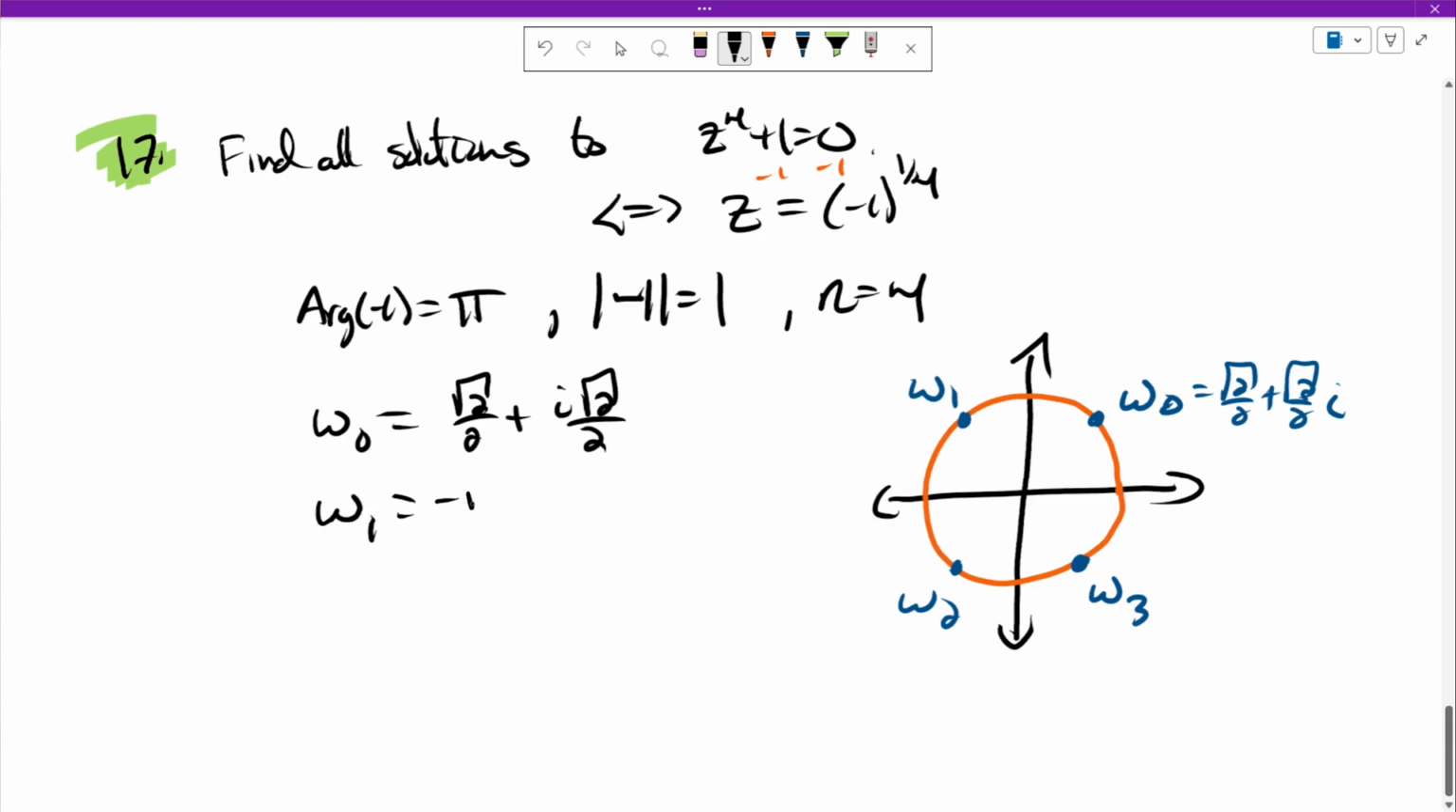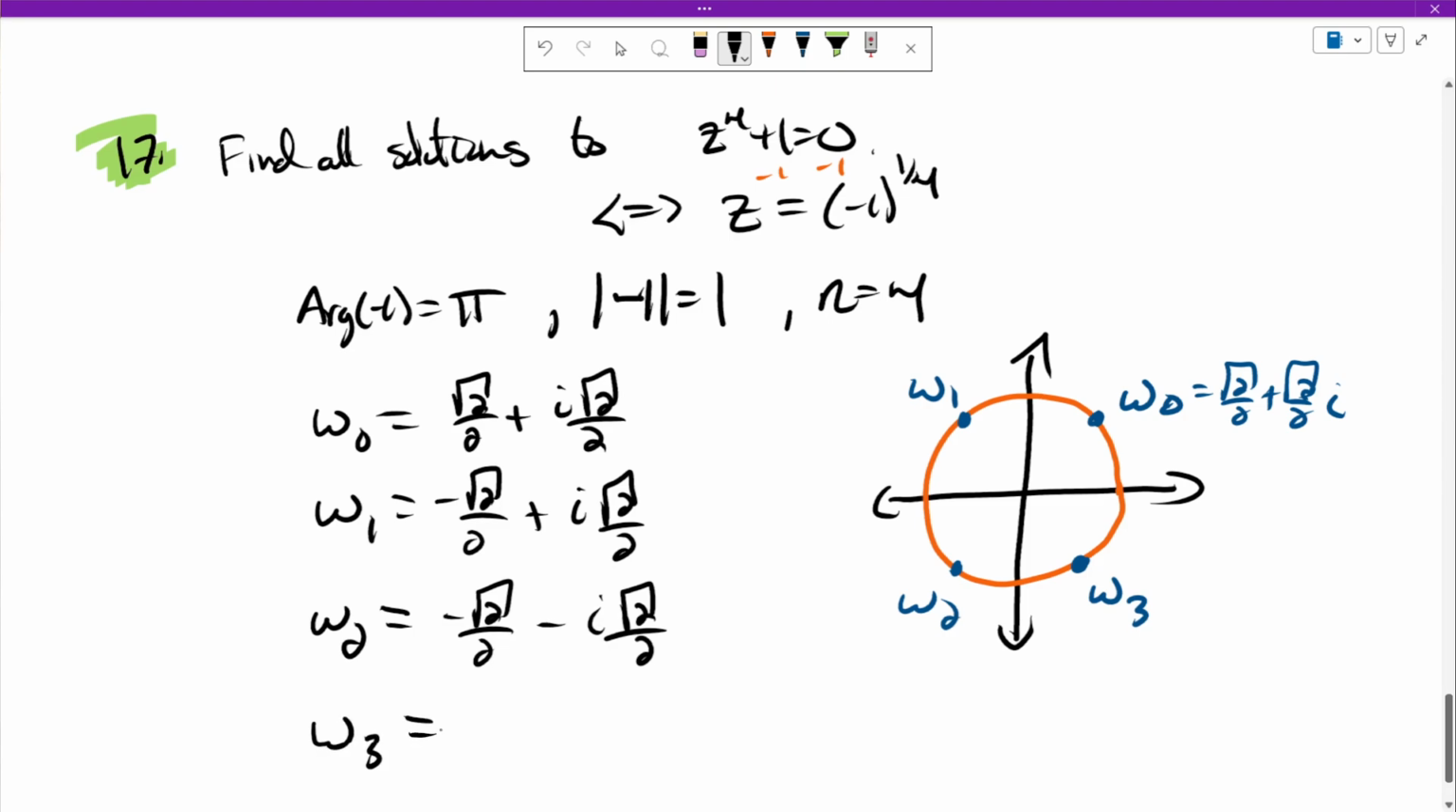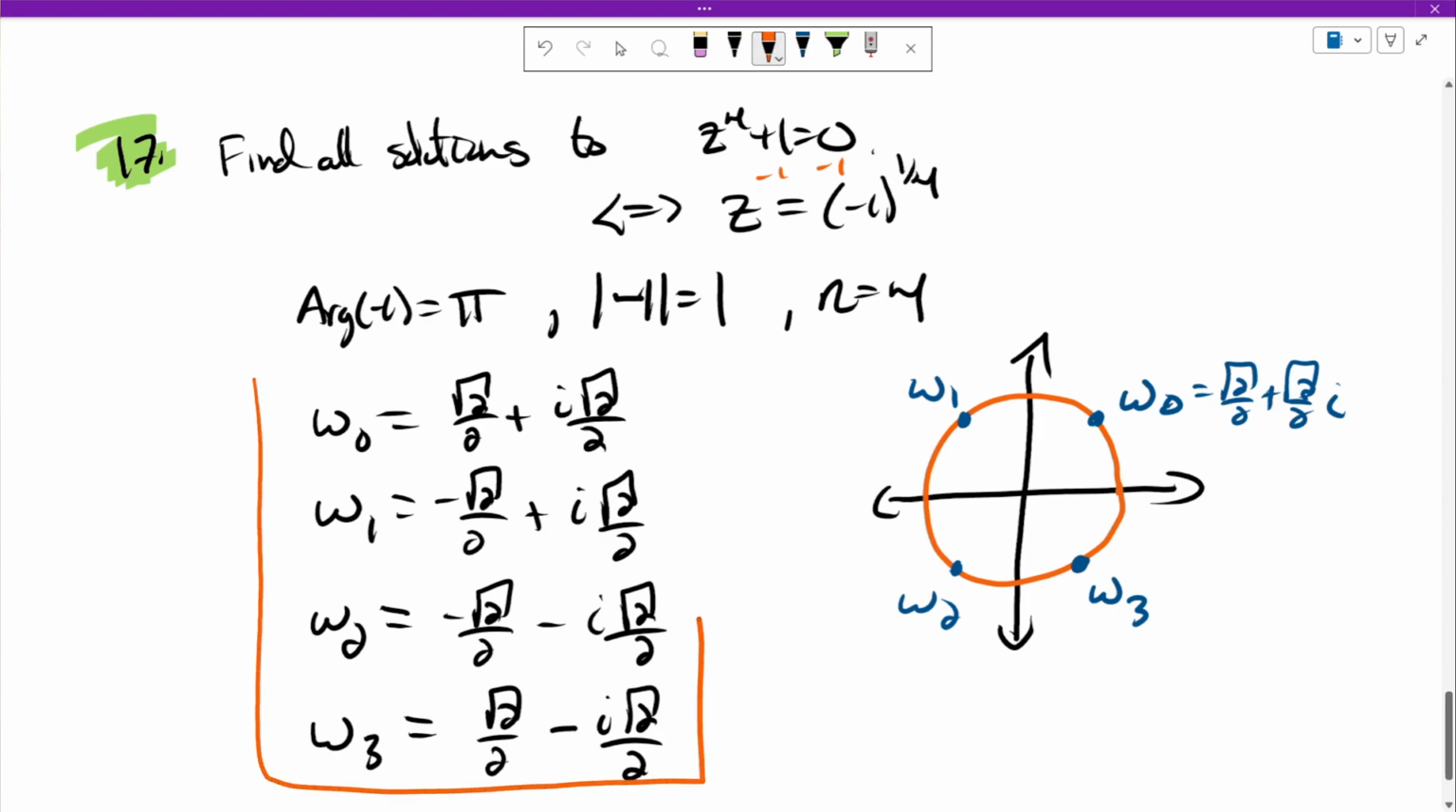So W1 is most likely negative root 2 over 2 plus i root 2 over 2. W2 is most likely negative root 2 over 2 minus i root 2 over 2. And W3 is most likely positive, because W3 has positive real part, positive root 2 over 2 minus i root 2 over 2. And by most likely, of course, I mean it is equal to that. And if you use the formula, you would find that that's the case.